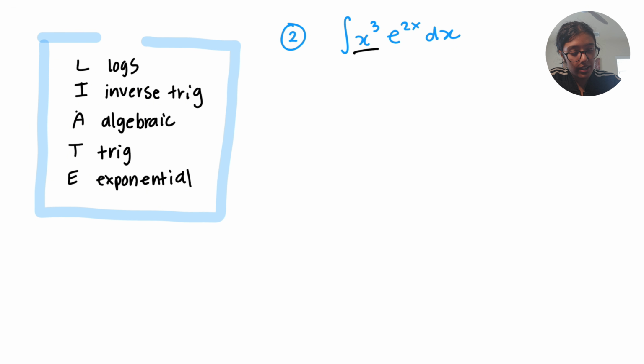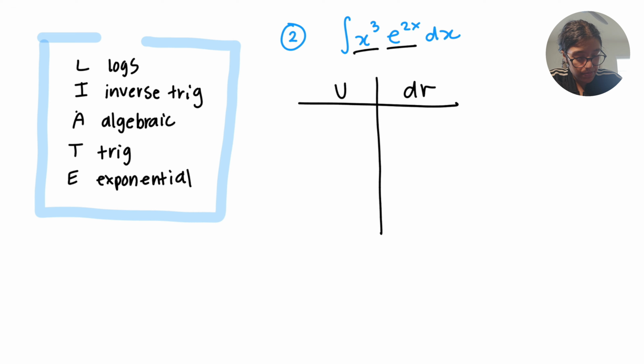We have an algebraic piece, and then we have an exponential piece, and I see exponential is below algebraic, so that is perfectly fine. Let us draw our table. We have u, and then we have dv. Our u is going to be our algebraic piece, always, because it's easier to differentiate algebraic pieces, and then our dv is going to be e to the power of 2x.